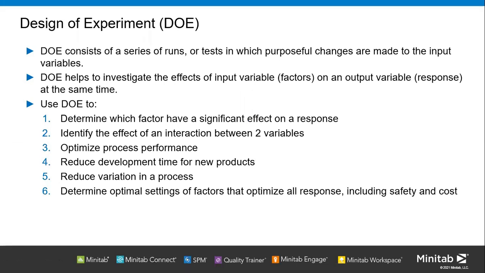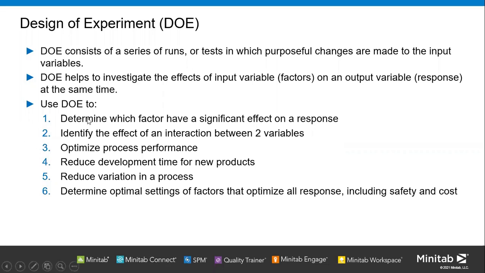So as we know, DOE consists of a series of runs or tests in which purposeful changes are made to the input variables, meaning that now we do not rely on one factor at a time. Maybe we have two factors, but inside the factor we have levels. So for example, we have a temperature, not only 30, maybe we have a lower and higher. It also goes for something like volume, maybe we have low, we have higher.